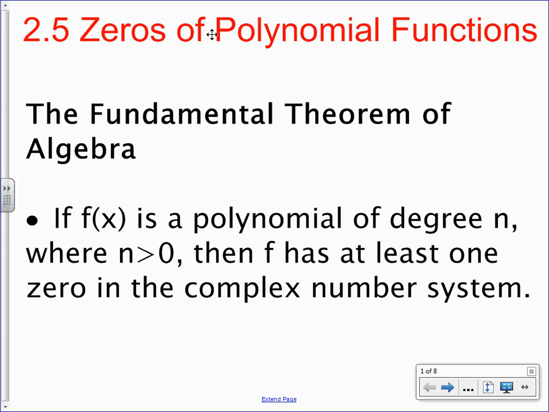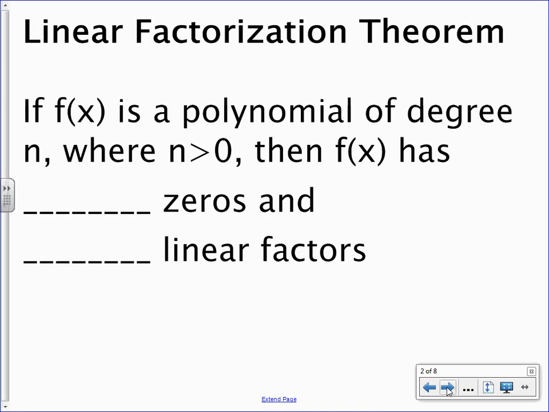One thing that I want to talk about is called the linear factorization theorem. How many zeros are we going to get if we have an n degree polynomial? There's going to be n zeros, right? So if we have an n degree polynomial, we will have n zeros, and we know that with each of our zeros, we can write a factor, correct? So, however many zeros we have, that's how many linear factors we are going to have. So an n degree polynomial will have n linear factors.